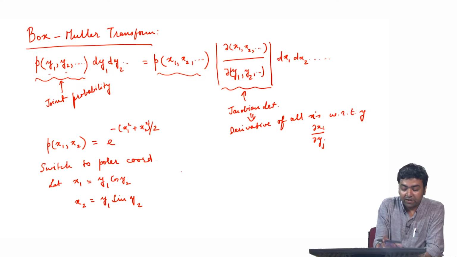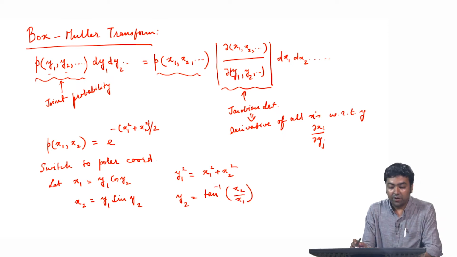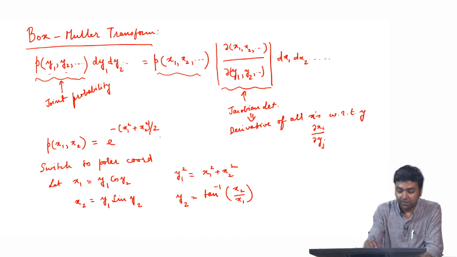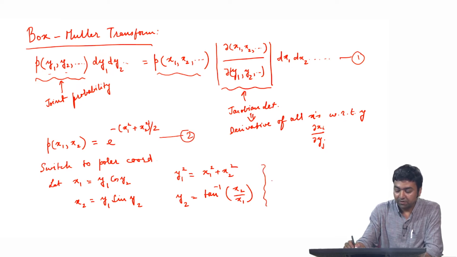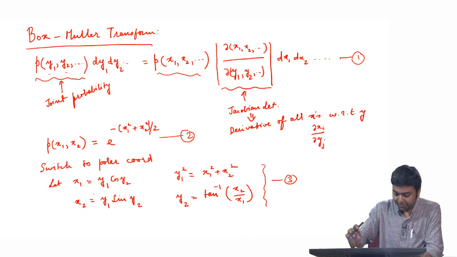If I take the square of these two equations and add them up, I will get y1 square is equal to x1 square plus x2 square, and if I divide one equation by the other, I will get y2 is equal to tan inverse of x2 by x1. Now I have got this, and if I call this my equation 1, this is 2, and this set of equations we call 3, I will take 1 and 2 and plug them into this particular equation.